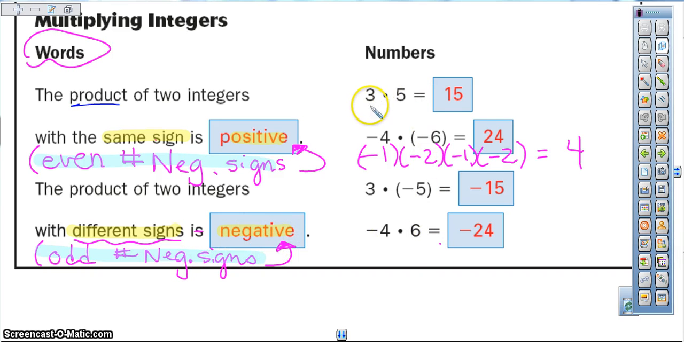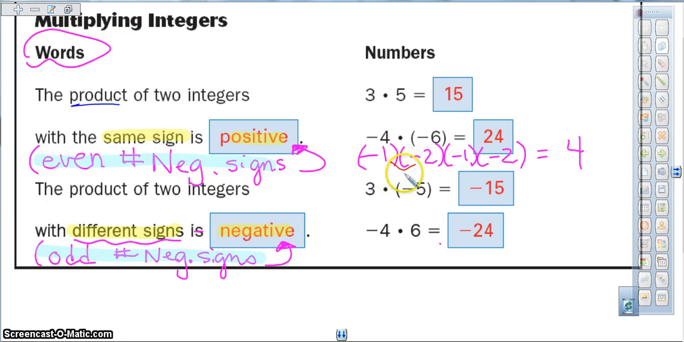Here are some examples you can see. 3 times 5, 15. Negative 4 times negative 6, positive 24. Look at this one, negative 1 times negative 2 times negative 1 times negative 2. Count the number of negatives. 1, 2, 3, 4. We have 4 negatives, which means our answer is going to be positive. The other thing you could have thought of is that negative 1 times negative 2 is positive 2. Negative 1 times another negative 2 is going to be a positive 2, and how we could arrive at 4 that way. 3 times negative 5, negative 15. Negative times a positive, negative 24.